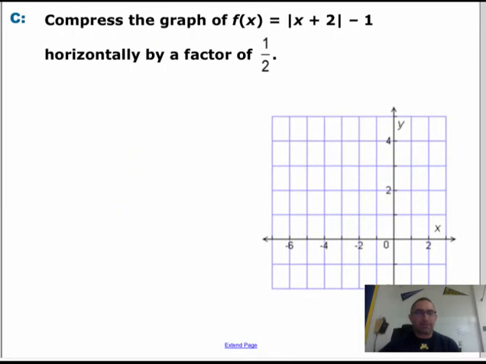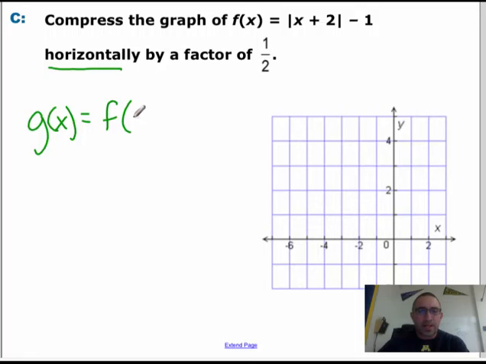And the last one, we are going to compress this graph horizontally by a factor of 1/2. So remember, what that rule says is that to get my new function, to get g of x, I'm going to take my original function, and it's going to be not f of 1/2 x, but the reciprocal, 2x. So in this case, my new function is going to be the absolute value of 2x plus 2 minus 1.